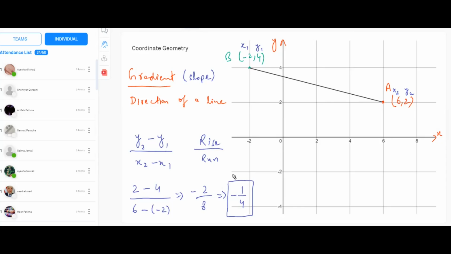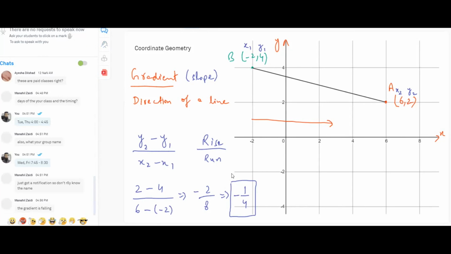So why is it negative? Why is it negative? Now the way to understand that is, as you are going from left to right, your y coordinate is decreasing. You are going left to right, and the y coordinate is going down. Because the y coordinate is going down while moving from left to right, your gradient comes out negative, right?